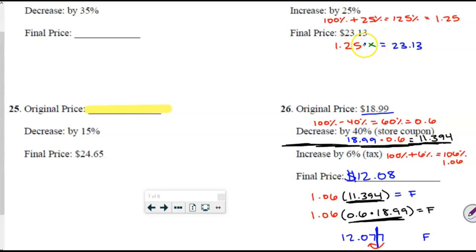I can see that x is being multiplied by 1.25. I will undo that by dividing by 1.25. And that will give me x is equal to, I'll do this with you, 23.13 divided by 1.25. Another fun one. X is equal to 18.504. What are we going to do with that? In this case, is it going to be the 51 or is it going to be the 50? Quick check in with your groups. What do you think?